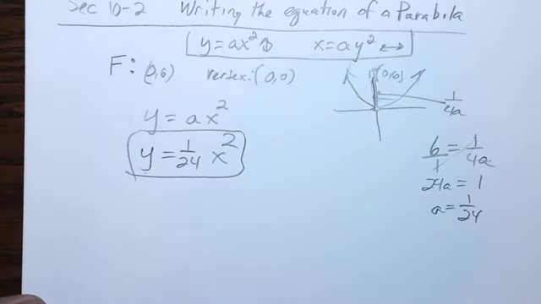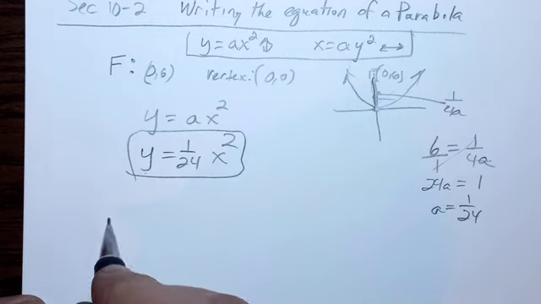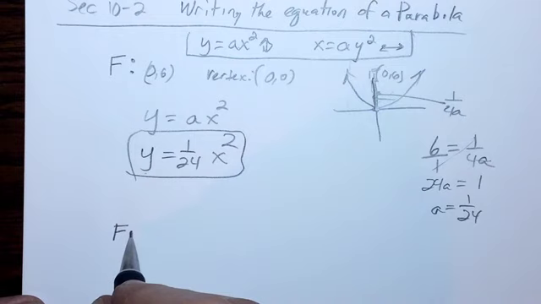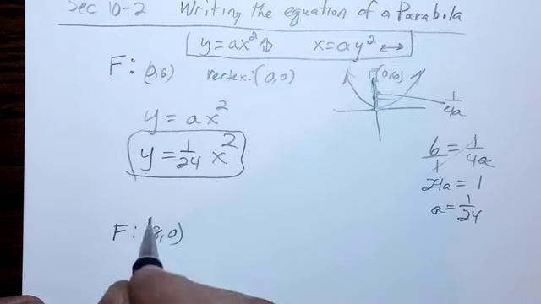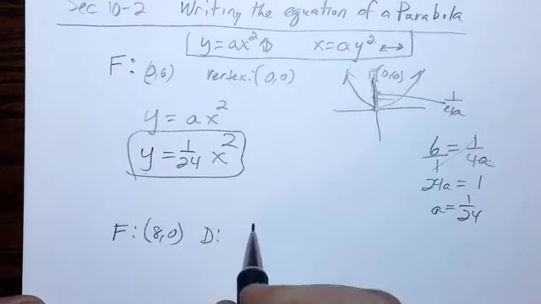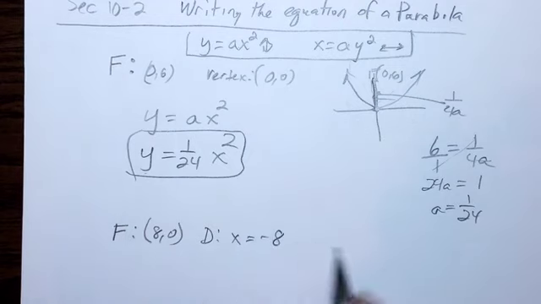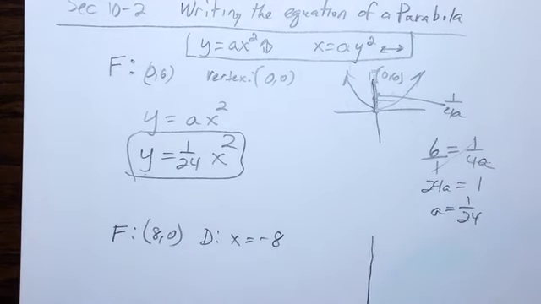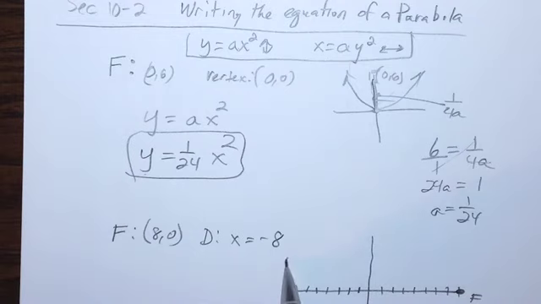Okay. Example number 2. Let's say that the focus is 8, 0, and the directrix is x equals -8. So again, let's sketch what's going on. 8, 0: 1, 2, 3, 4, 5, 6, 7, 8. There's the focus point. 1, 2, 3, 4, 5, 6, 7, 8. X equals -8, there's the directrix. Here's the axis of symmetry. It goes through the focus point.